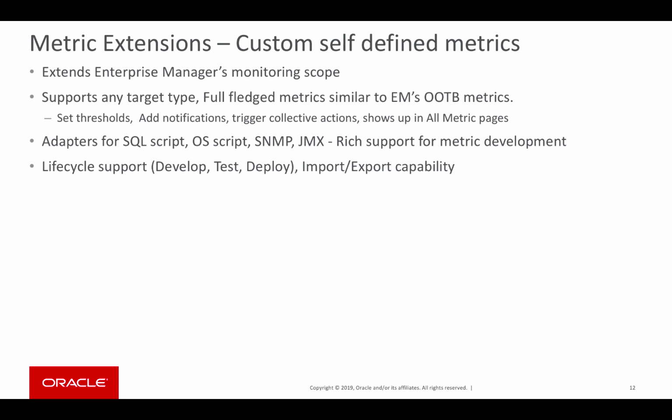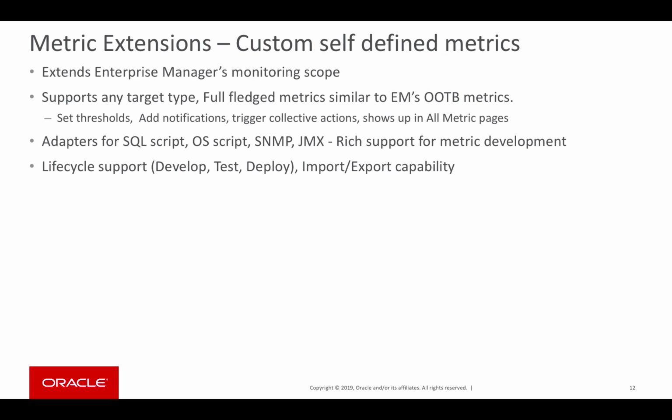Metric extensions are full-fledged metrics, similar to EM's out-of-the-box metrics. They are handled in the same way as the metrics provided by EM, which means you can set thresholds, alert notifications, and corrective actions, just like the other metrics. It shows up in the All Metrics page in Enterprise Manager, so you can see the historical graphs or reports for them just the same way you do for the other out-of-the-box metrics.